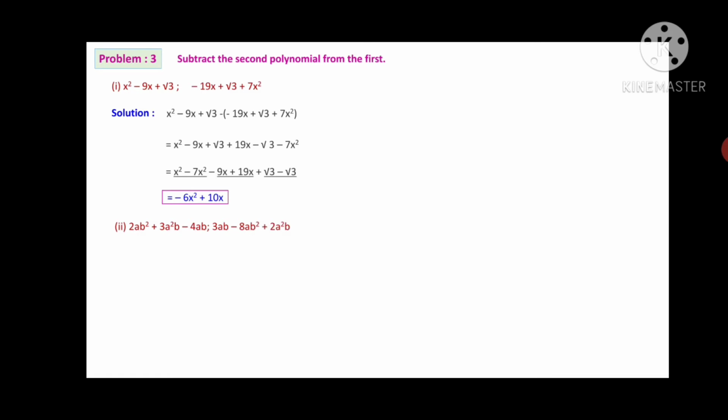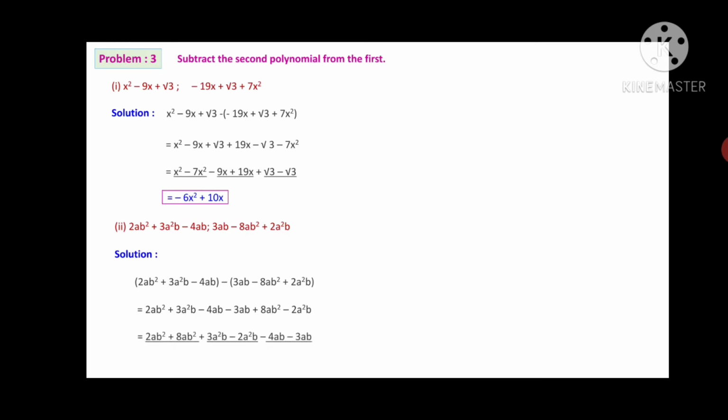Minus 4ab, this is the first, and the second polynomial that is to be subtracted is 3ab minus 8ab square plus 2a square b. Friends, we'll write this with signs: 2ab square plus 3a square b minus 4ab, minus, into bracket, 3ab minus 8ab square plus 2a square b. We'll solve the bracket, and the signs in the bracket get changed for the second polynomial: 2ab square plus 3a square b minus 4ab minus 3ab plus 8ab square minus 2a square b. Similar terms we'll bring together.